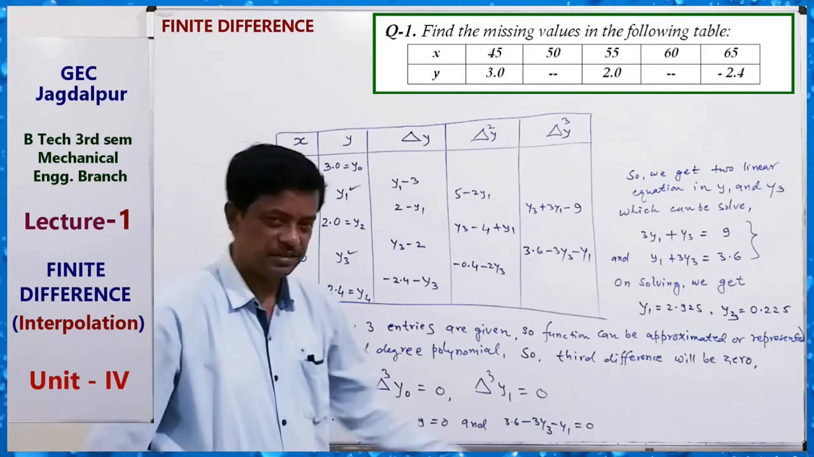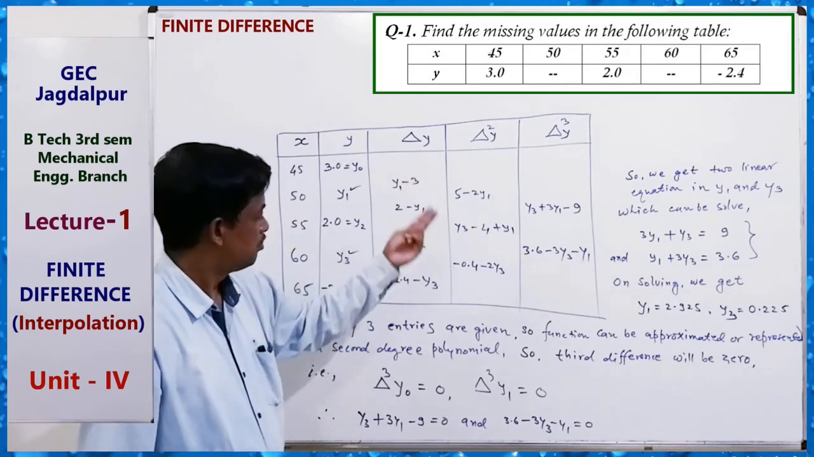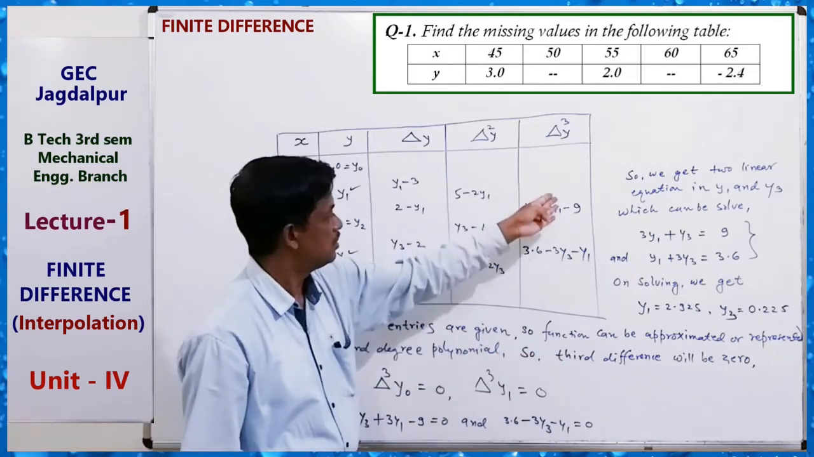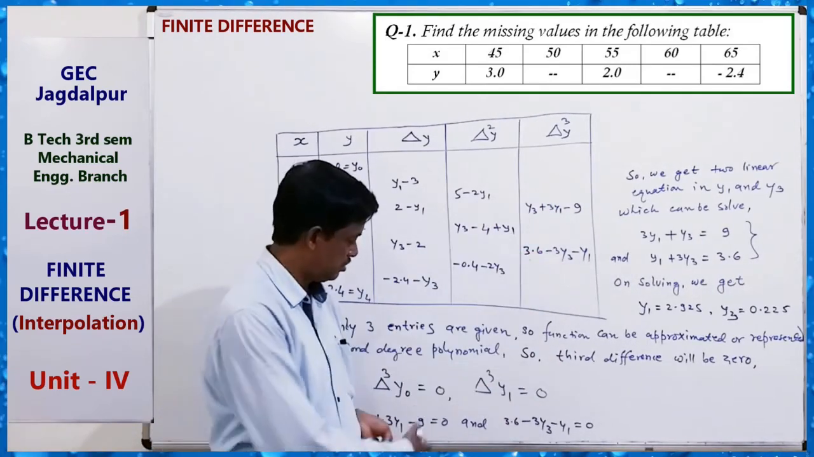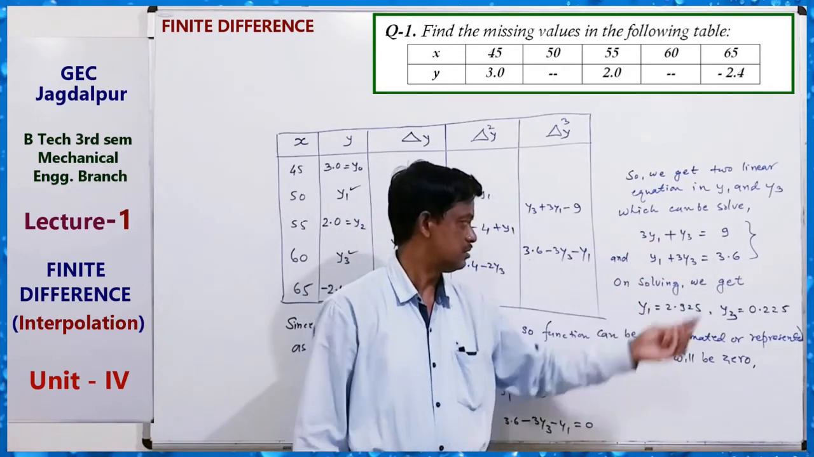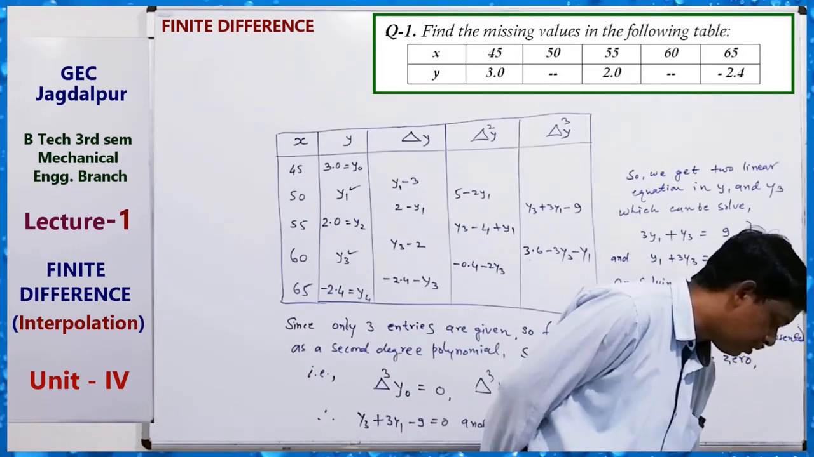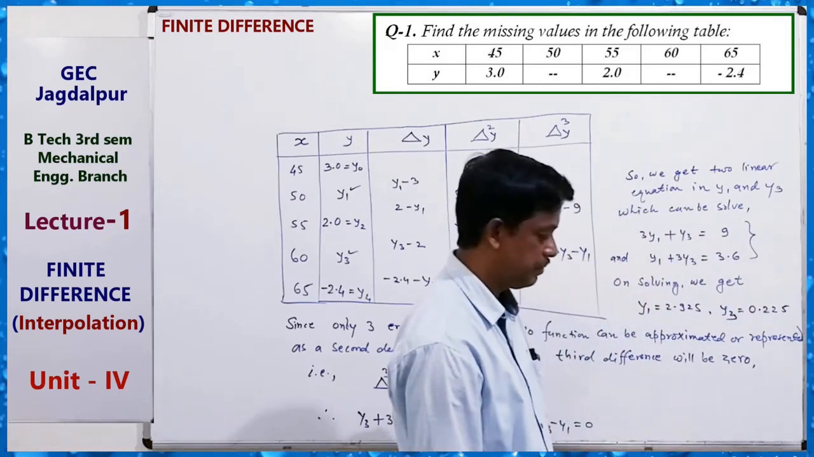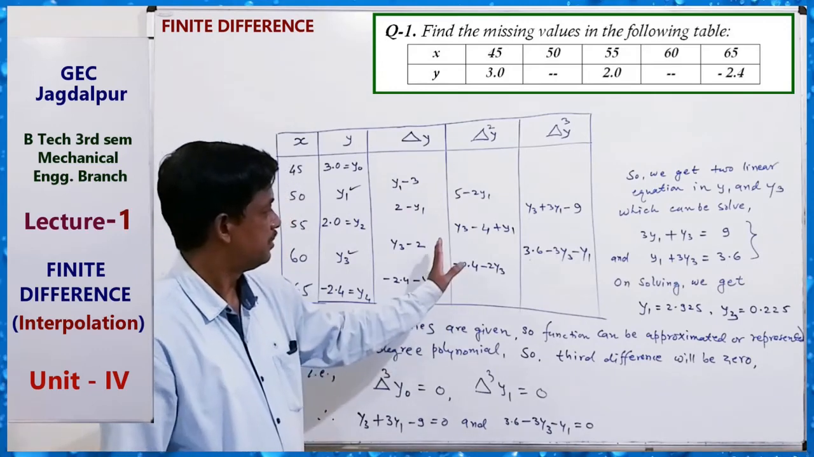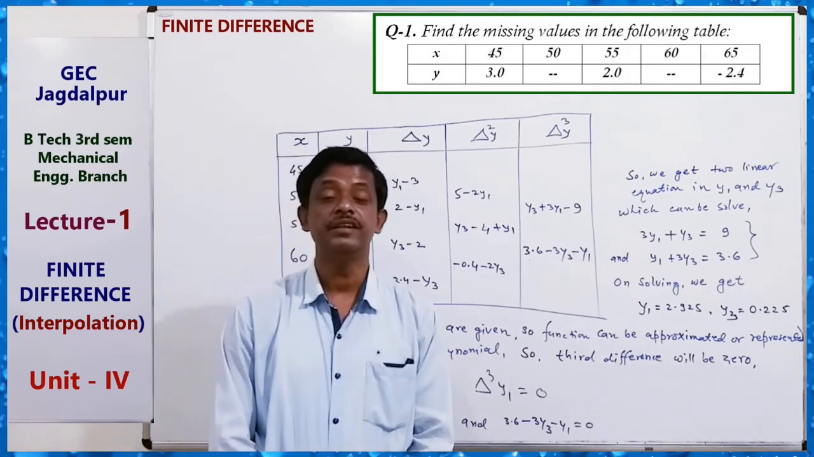The main thing is, 3 entries are given, so the function can be approximated as a second degree polynomial. The third difference will be 0. Both third differences will be 0, so we get two linear equations that can be solved, and this is the solution: y1 is 2.925 and y3 is 0.225. This is the technique for finding missing terms in a given table.